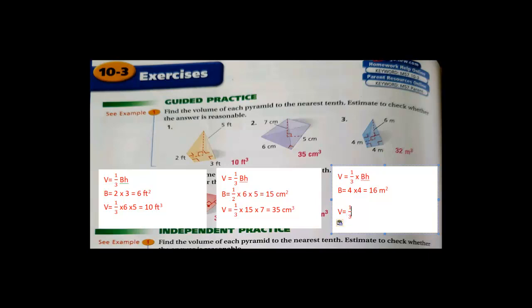And the volume will equal a third, or 1 over 3, multiplied by the area of the base, 16, multiplied by the height, which is 6. So 16 multiplied by 6 divided by 3, or 6 divided by 3 equals 2. 2 multiplied by 16 will be 32 meters cubed. Okay, this clears the first part of the exercise.